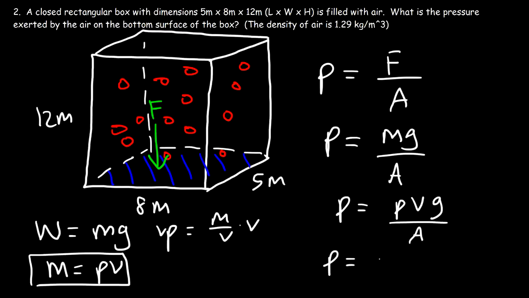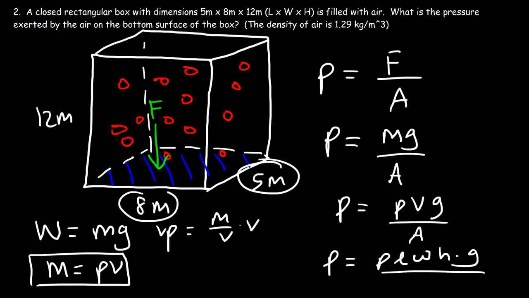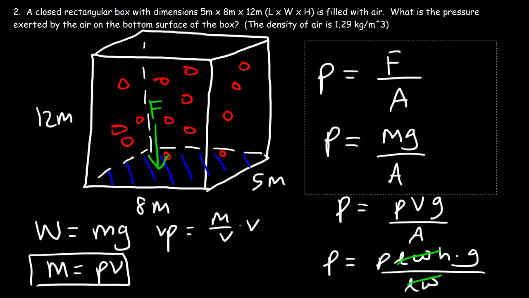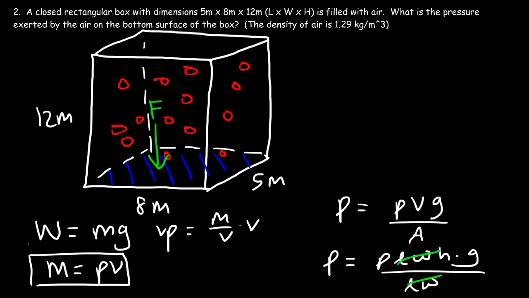And the volume is basically the length times the width times the height. And the area of the bottom surface is the length times the width. So basically the pressure at the bottom can be calculated using this equation. The pressure is equal to the density of the air times the gravitational acceleration times how deep it is, or the depth, which in this example is 12 meters.